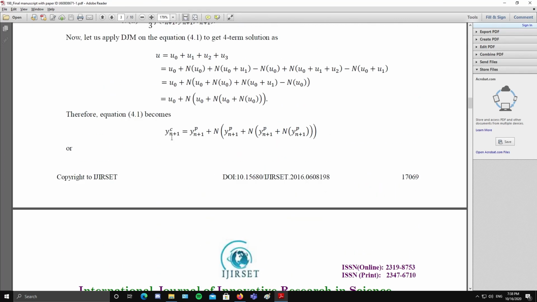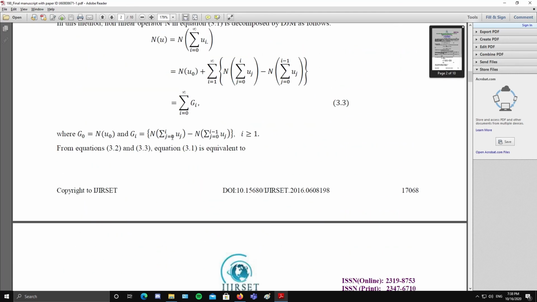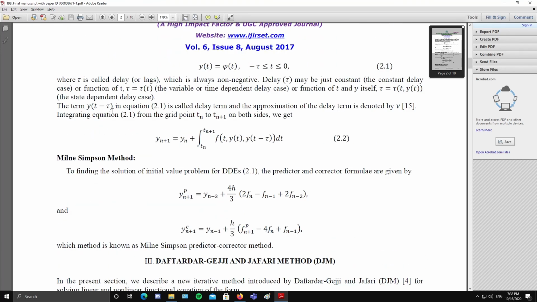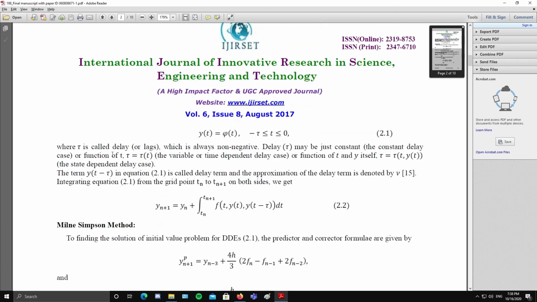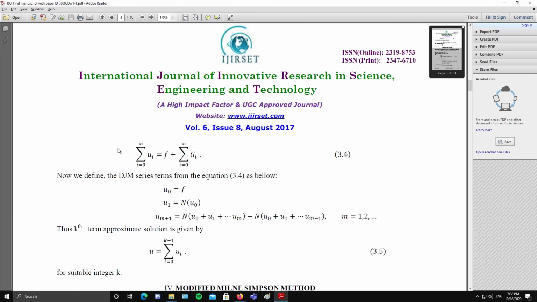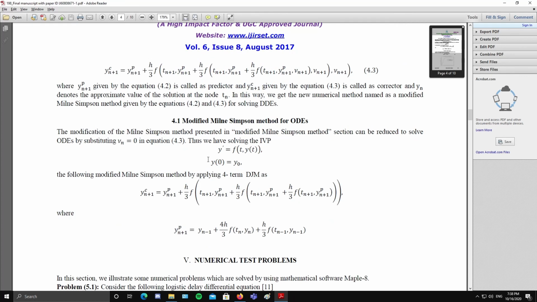So the delay term in a delayed differential equation is y of t minus tau. This term y of t minus tau is called the delay term. The approximation of this delay term is Vn. If Vn is taken as 0, then we have the IVP as y dash equals f of t, y of t, with y of 0 equals y naught. If Vn is taken as 0 in both predictor and corrector formulas of the delay differential equations, you will get the predictor and corrector formulas for the ordinary differential equations.